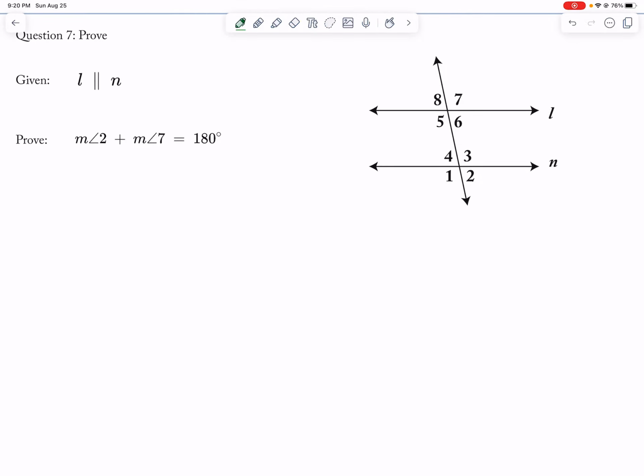All right, so now there's 6, moving right along to 7. Lots and lots of proofs in this section. Proofs take practice and they take time. Not always does it happen overnight. So, statements and reasons. The first thing, L is parallel to N, and that is given.